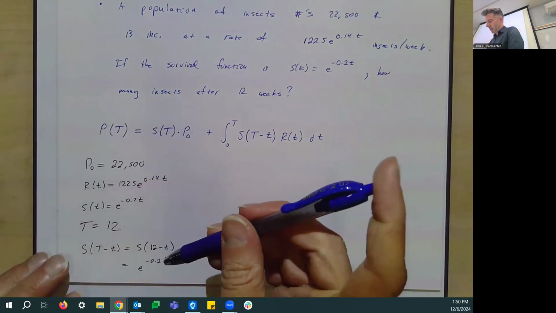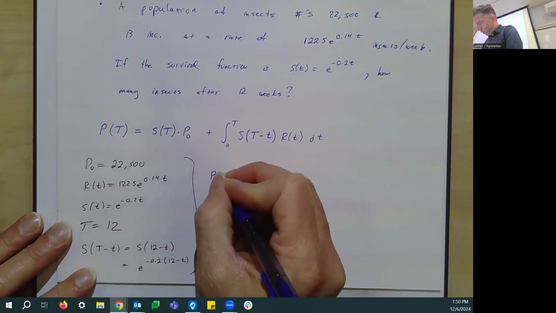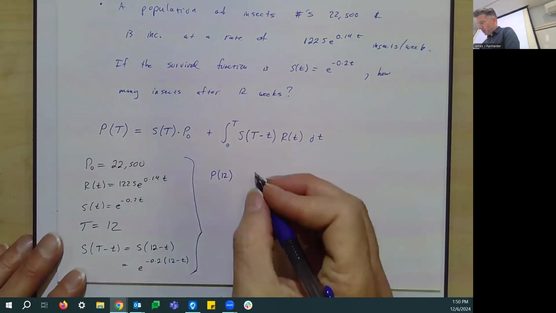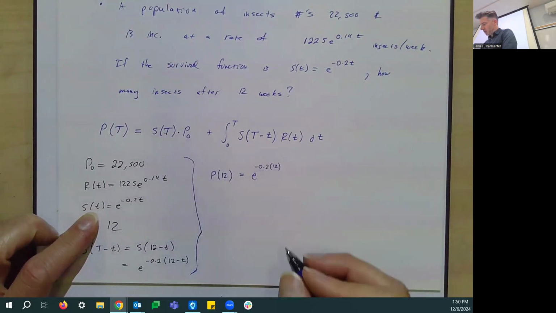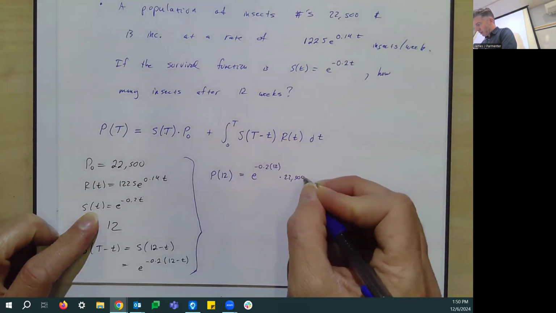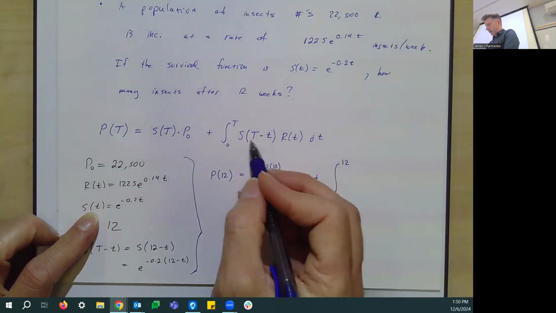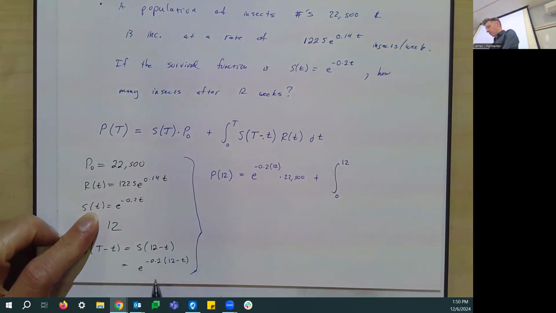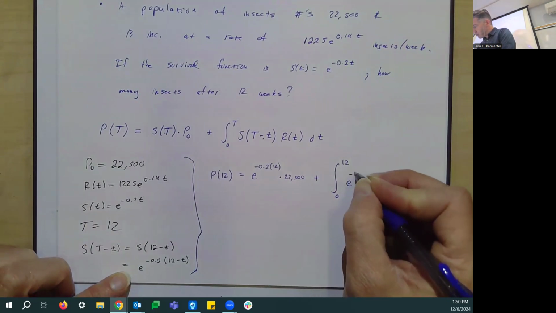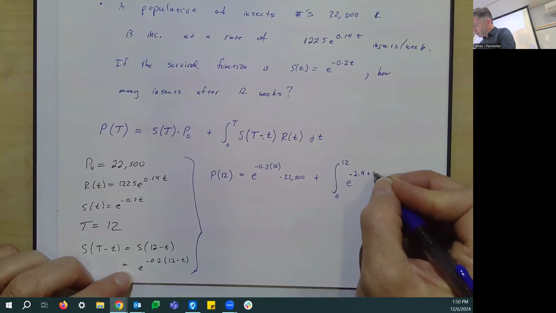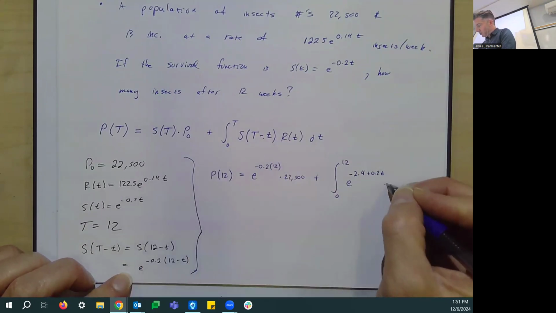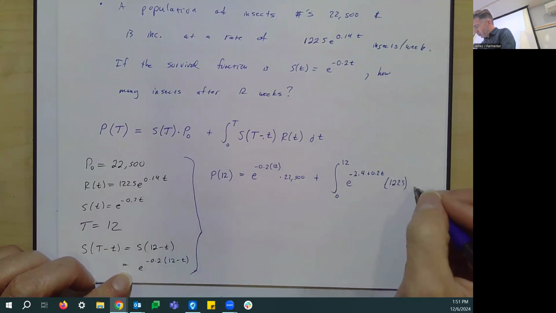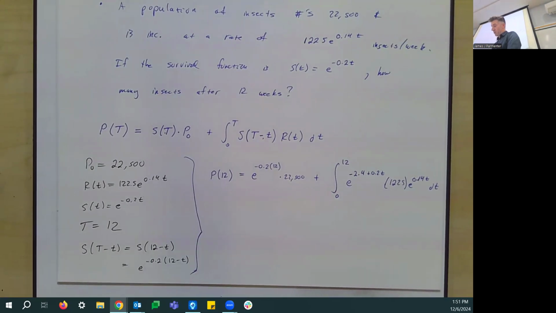All right, so now let's write what we've got down. P of 12, replacing every capital T with a 12, is equal to S of 12, which is e to the negative 0.2 times 12, times P naught, which is 22,500, plus the integral from 0 to 12 of our S of 12 minus t, which we just said was this down here. Let's simplify a little more. That's e to the negative 2.4 plus 0.2 times t, and then our rate function, 1,225 times e to the 0.14 t. Those parentheses do not need to be there, but fine. So there it is, that's the whole thing.